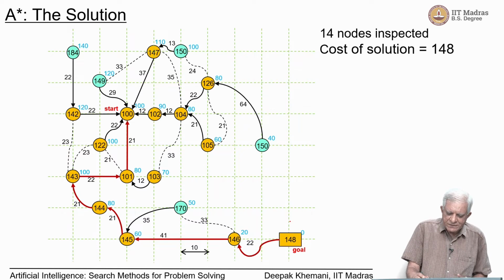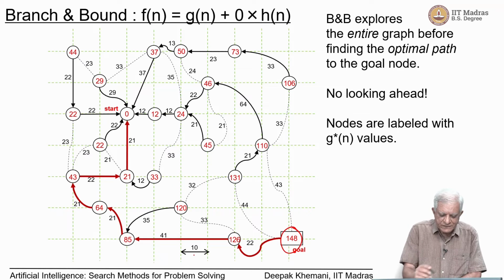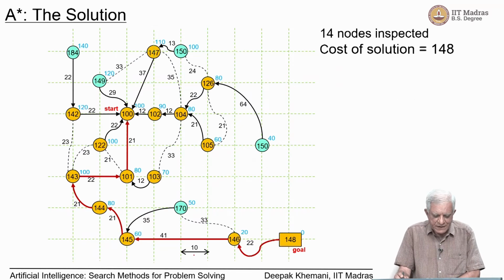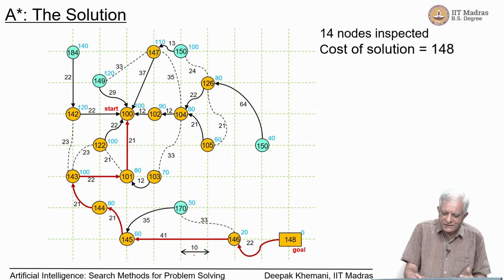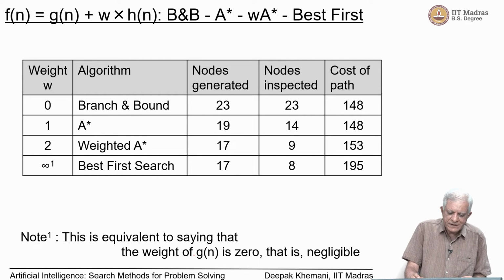This is the A star algorithm that we had seen earlier, and you can see that it has found the same path as what branch and bound has found, going from the bottom part of the screen. But it has explored fewer nodes than branch and bound. It has explored only 14 nodes, and it has found the optimal path. And this is one of the things that we had shown, that A star is an admissible algorithm. It always finds the optimal path as long as the heuristic function is underestimating.